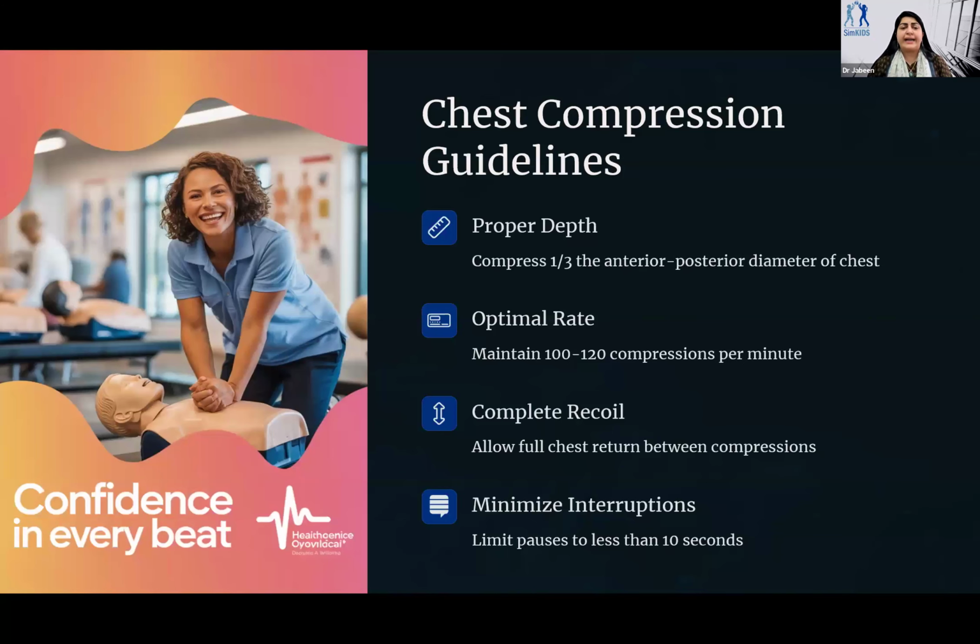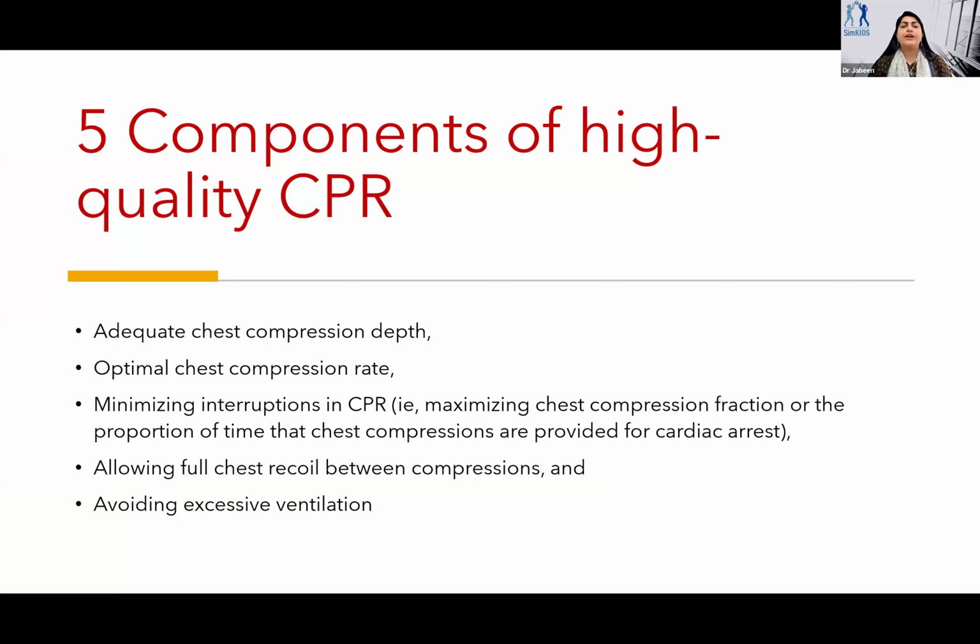In the chest compression guideline, they have emphasized the 5 components of high quality CPR. What are the 5 components of high quality CPR? These are the 5 components: adequate chest compression depth, optimal chest compression rate, minimize interruption in CPR, allow the full chest recoil, and avoid excessive ventilation.